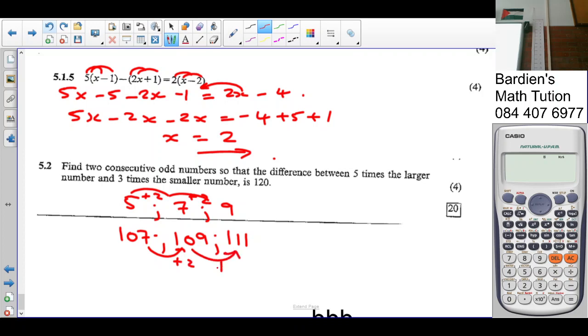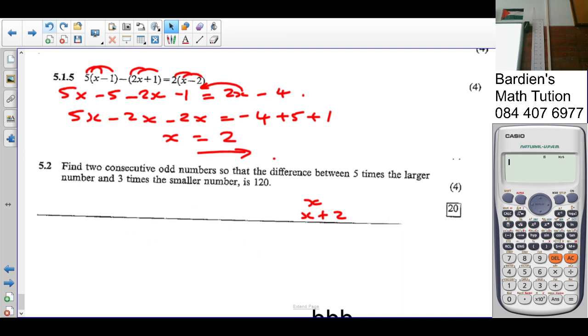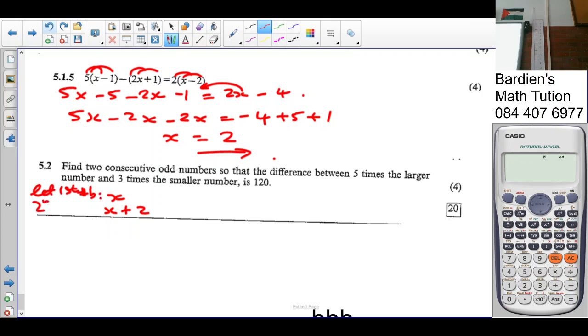So the first number had to be x. X plus 2 is going to be the second number. You all agree with that? And then x plus 4 as the next number. Not so? So I'm going to say here, let the first number be x. Then the other number is going to be x plus 2. Not so? So you say, find two consecutive odd numbers.